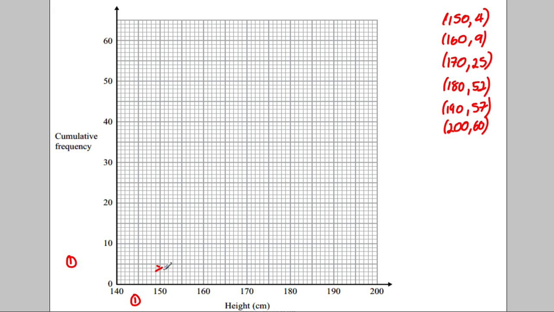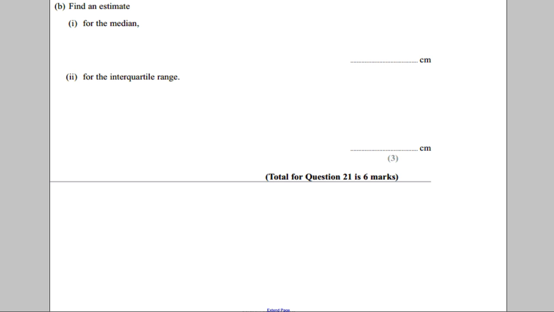So let's plot these. 150 with 4, there. 160 with 9, there. 170 with 25, there. 180 with 52, there. 190 with 57, which is there. And 200 with 60, which is there. Let's join the dots, there to there, there to there, there to there, there to there, there to there. We could just go there to there if we want to, it doesn't matter. Okay, so we've done that part.